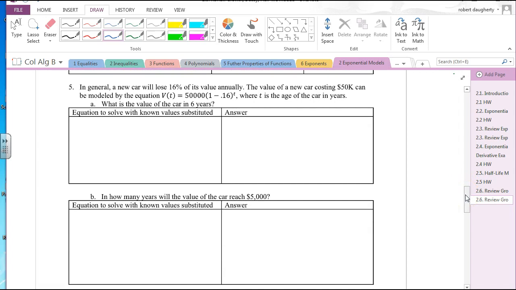Now I give you a model here. In general, a new car will lose 16% of its value annually. The value of a new car costing $50K can be modeled by this equation. V of t is 50,000 times (1 minus 0.16) to the t, where t is the age of the car in years. What's the value of a car in 6 years? So 6 years from now, t will be 6. So I need to figure out what is 50,000 times (1 minus 0.16) to the 6.